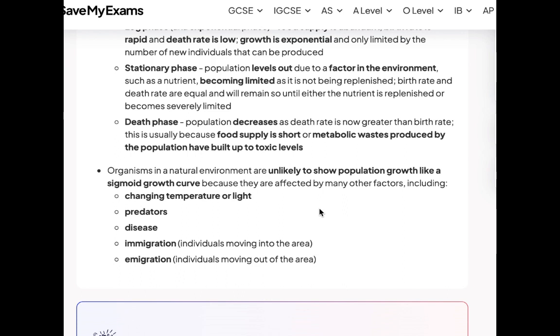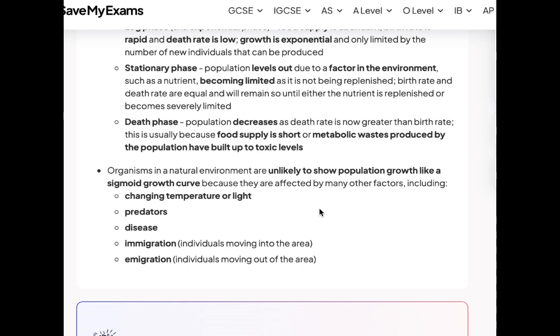Another problem that stops the population from showing this characteristic curve is predators. If there are too many predators, then some organisms may not show exponential growth and exponential decrease in the sigmoid growth curve. Another problem affecting the growth of organisms in an environment is disease. Disease outbreak can wipe out a lot of organisms in an environment.